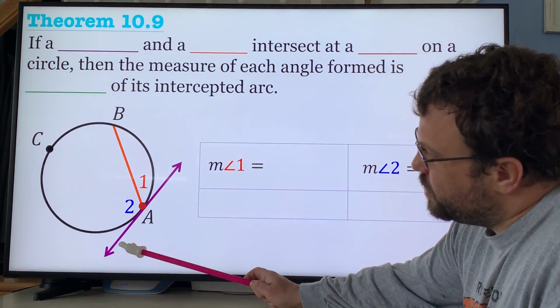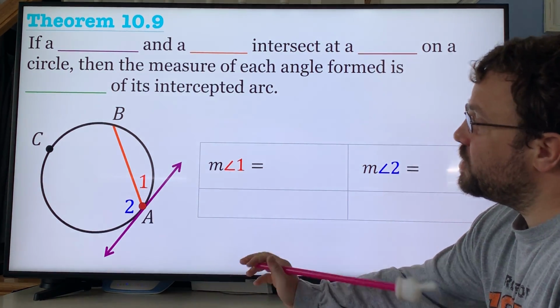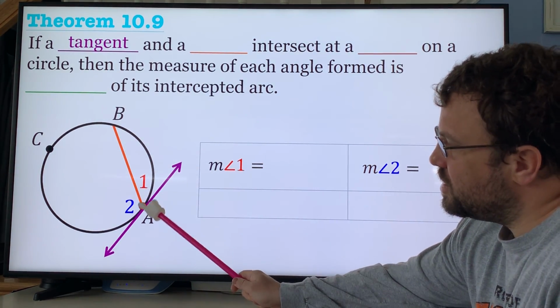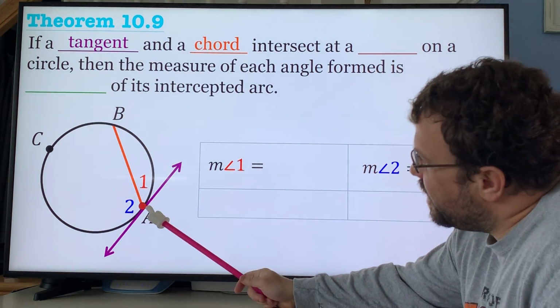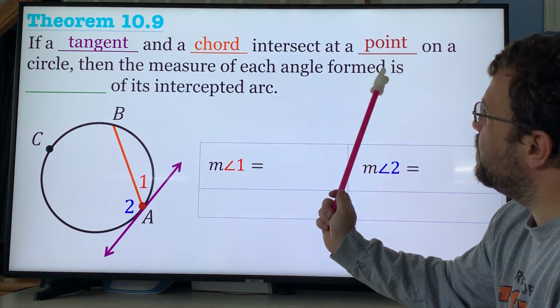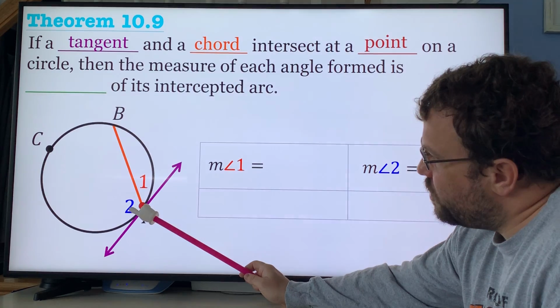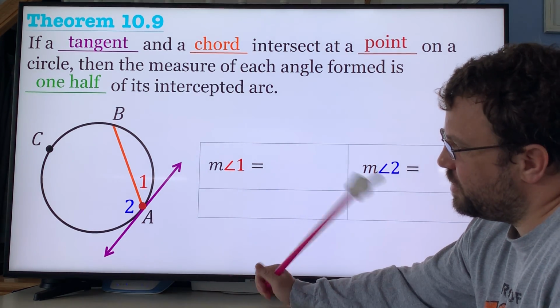So if a, what's this blue line called? We went over the definitions before. Hits the circle at one point, so it is a tangent. What is this orange line called? It hits the circle at 2 points. A tangent and a chord intersect at a point on the circle, then the measure of each angle formed is half of the intercepted arc. So what are each one of these angles formed? They are 1/2 of the intercepted arc.